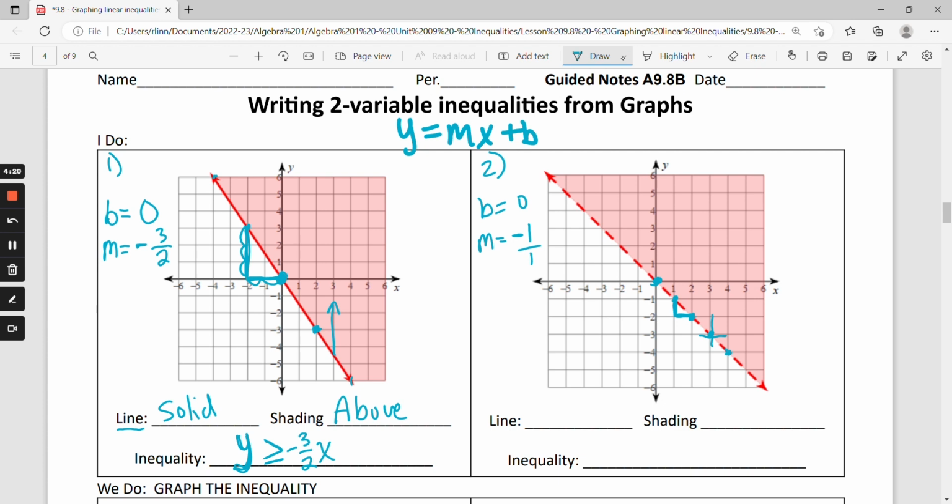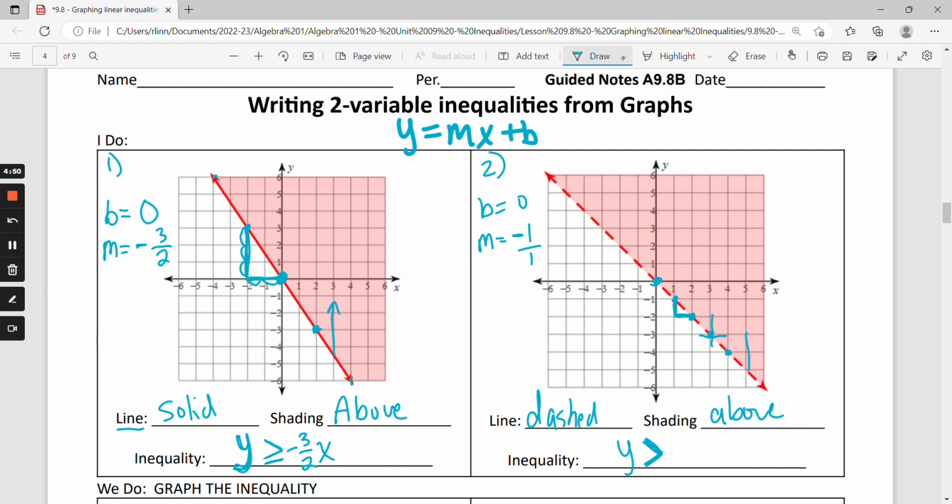Now I can see that my line is dashed, which tells me that that line is not part of our solution. And then our shading is, again, above the line. So that tells me that we're going to then be using a greater than symbol. So not greater than or equal to, just greater than, because we have a dashed line. So our inequality, we've got y is greater than mx plus b.